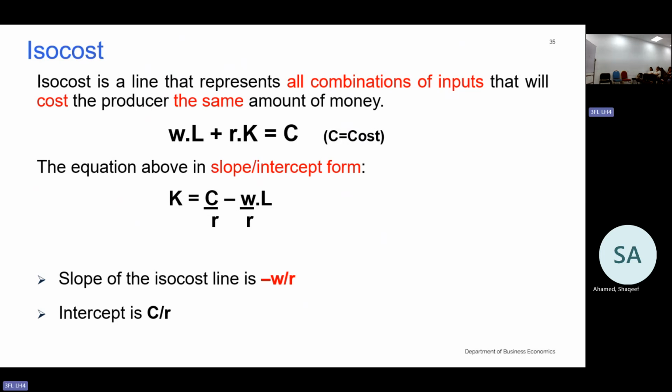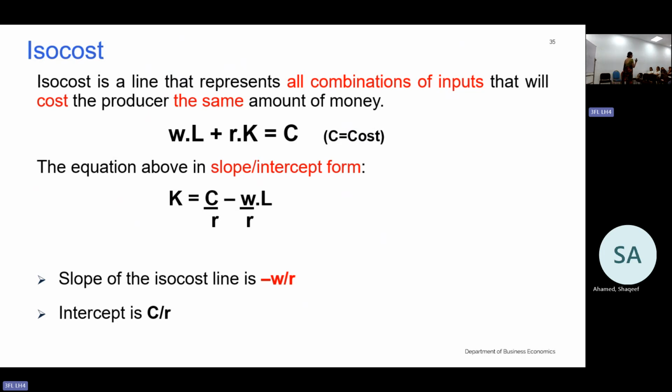Then I told you, we have to always compare the benefit with the cost. Now we know benefit is given by the quantity multiplied by the price, so we get the total revenue. Then we have to compare the cost also. So the cost curve is the isocost curve.